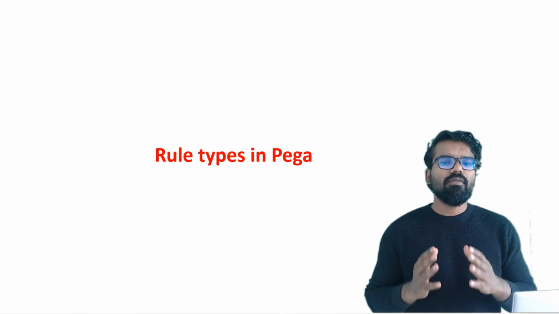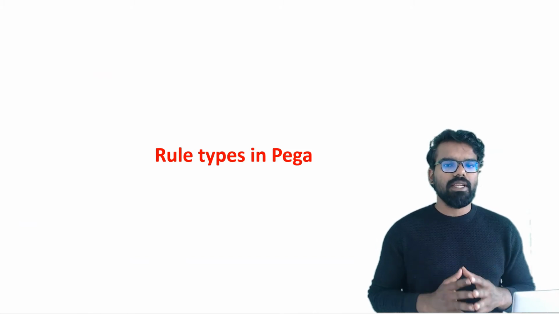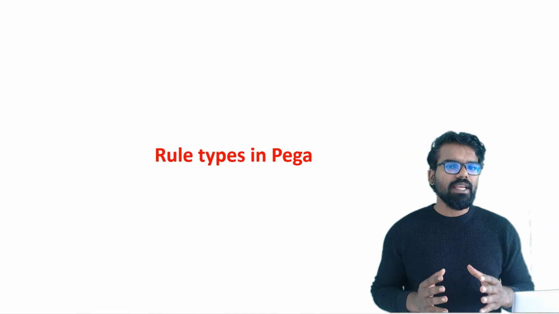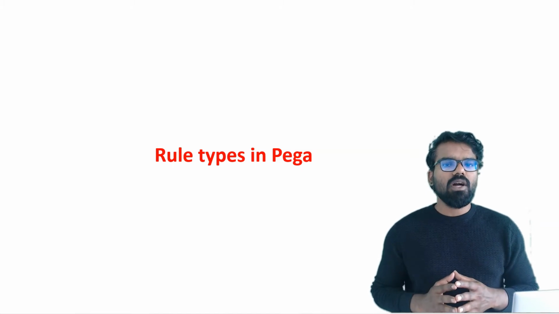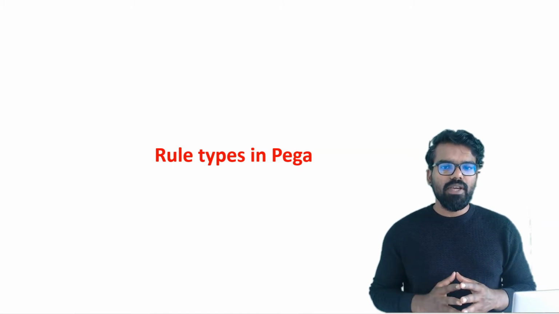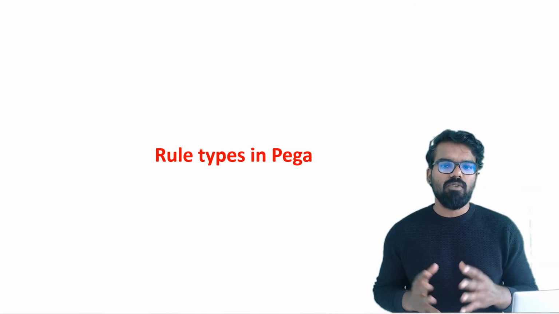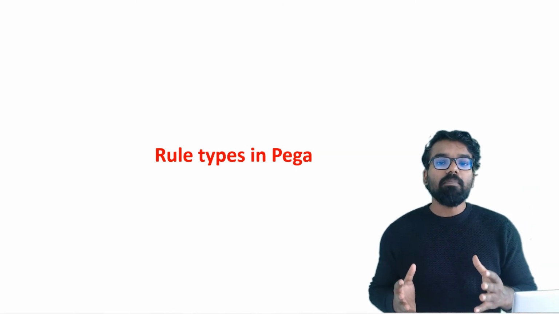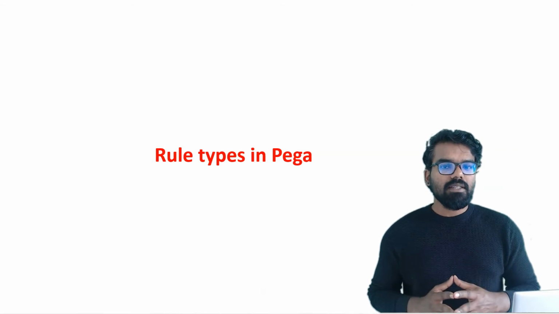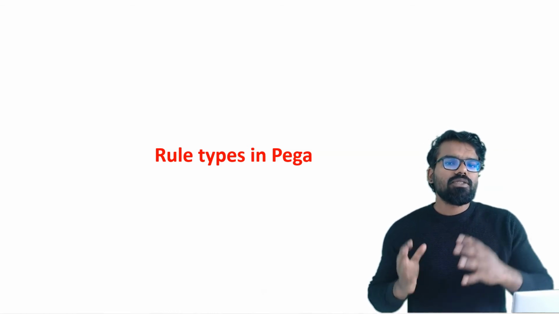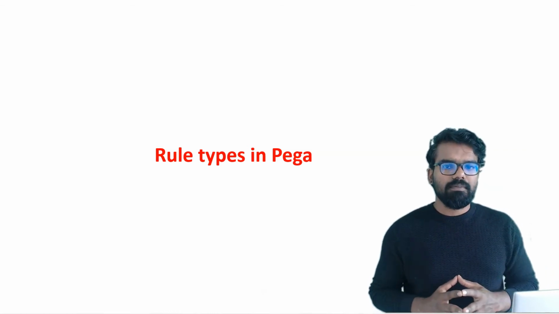In this video, we are going to talk about the rule configuration. We will start with creating a new rule and then we will also explore the different configurations which you get in a rule form. So first, what is a rule in Pega? In Pega's terminology, all your source code should go under certain rule types.